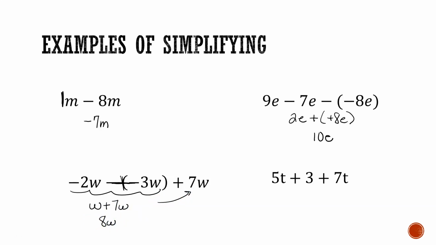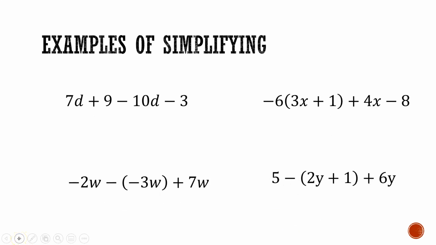All right, this next one. So we have 5t plus 3 plus 7t. We can combine the 7t and the 5t, but the 3 has to stay by itself because that's not like. So 5t plus 7t, let's just rearrange, plus 3 gives me 12t plus 3. This is as small as you can go, so that's going to be your answer.